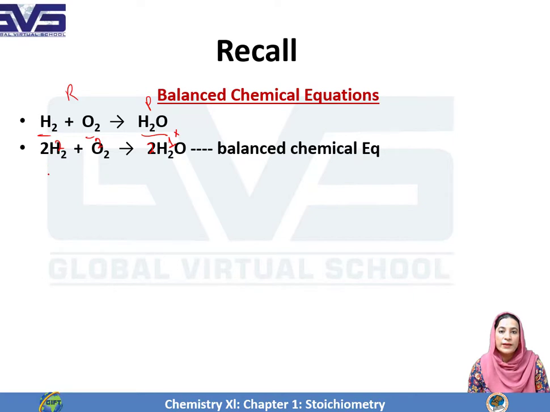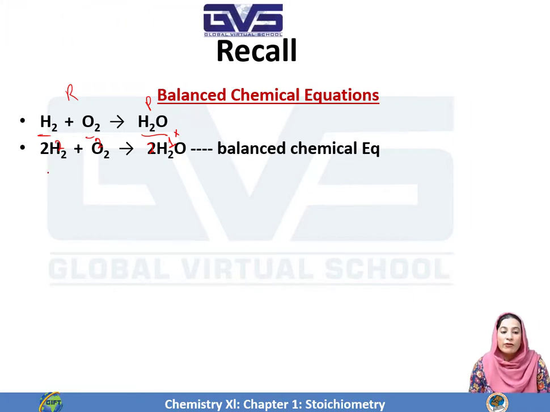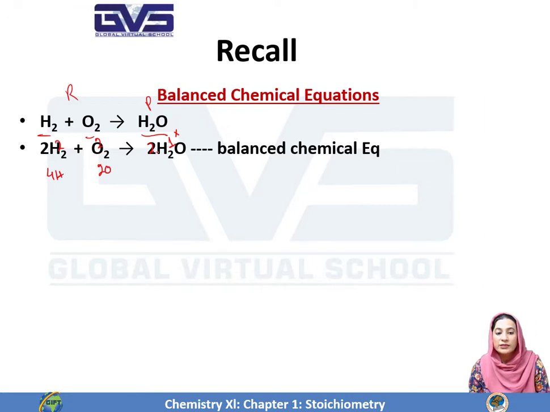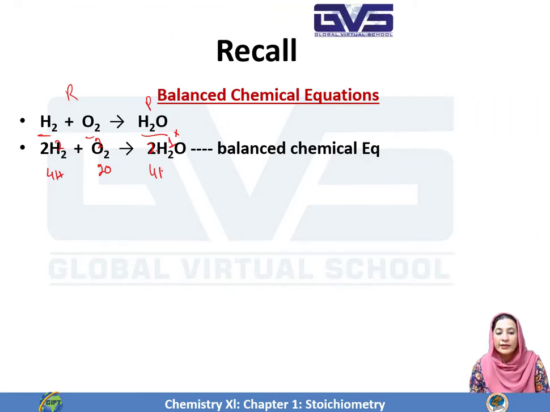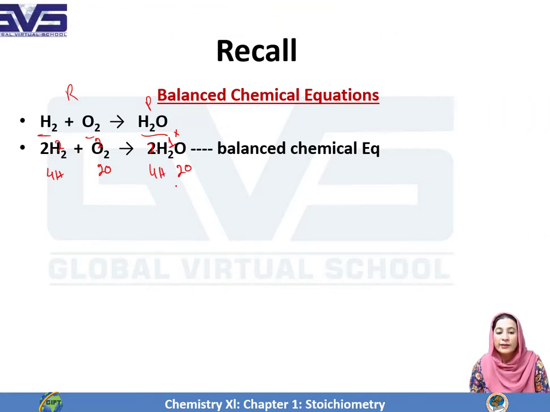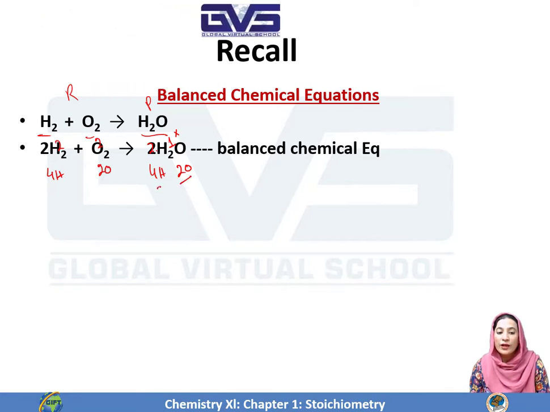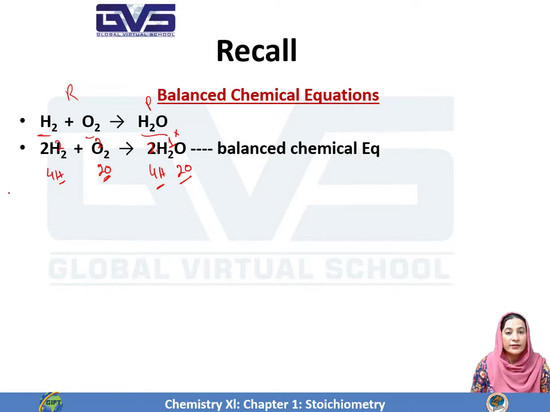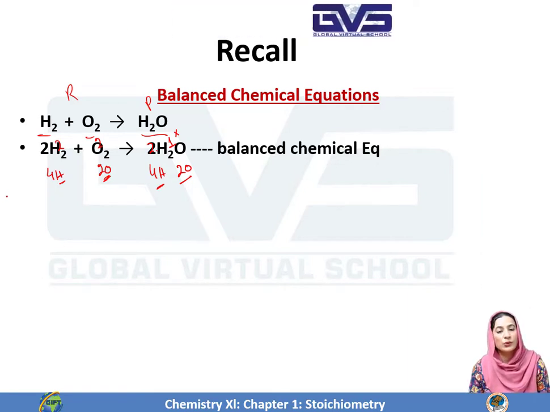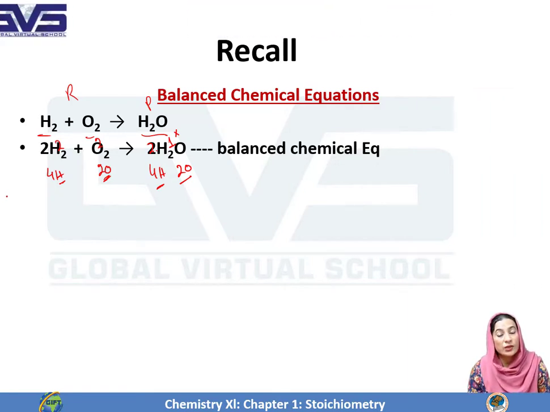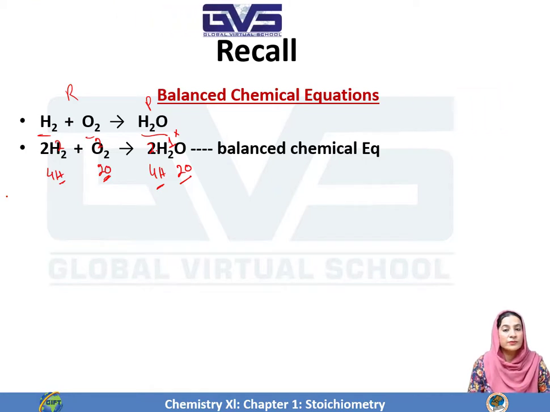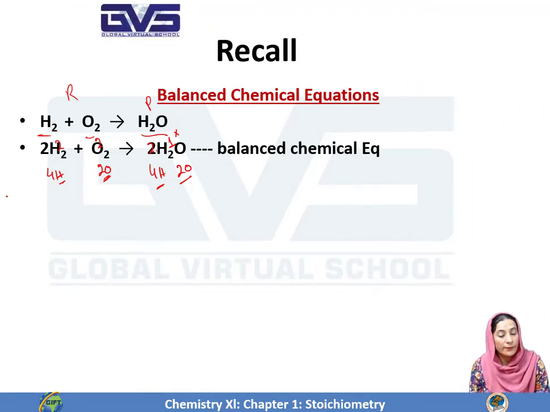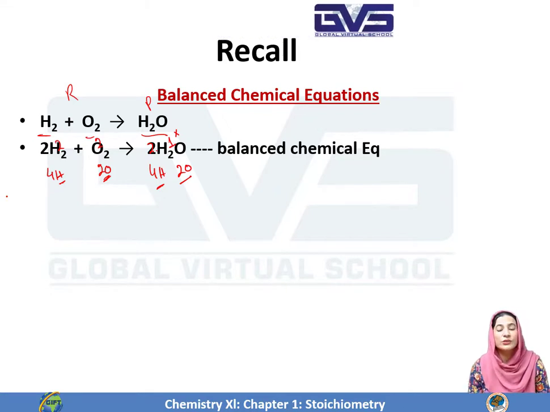Now this equation is balanced. How? There are 4 hydrogen atoms and 2 oxygen atoms, and in this again 4 hydrogen atoms and 2 oxygen atoms. So hydrogen and oxygen on the product side are equal to hydrogen and oxygen on the reactant side. So this is a balanced chemical equation. Balanced chemical equation means the number of atoms on the reactant side should be equal to the number of atoms on the product side. Now I have another example for you.